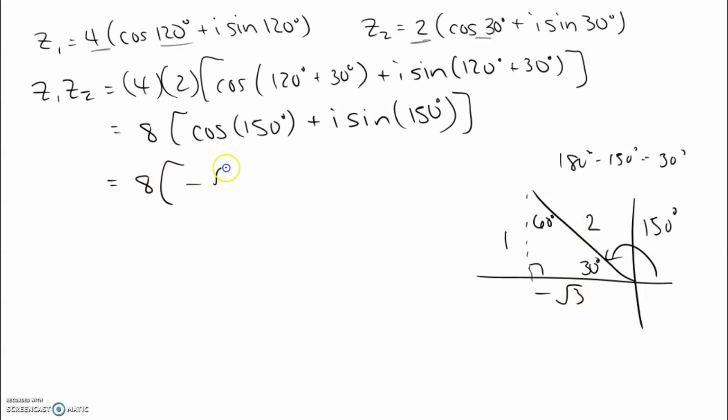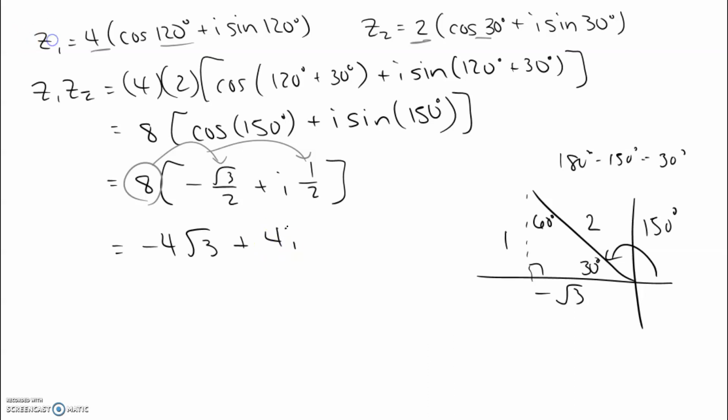Okay, so 8 times cosine of 150, that would be negative square root of 3 over 2 plus I, sine of 150 would be 1/2. So we'll take 8 and we'll distribute to this term and to this term. Or it's really just saying half of 8 because of this 2 on the bottom. So this would be negative 4 square root of 3 plus 4i. This right here would be your final answer.